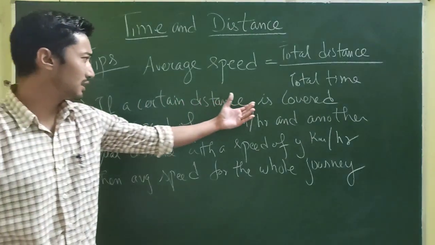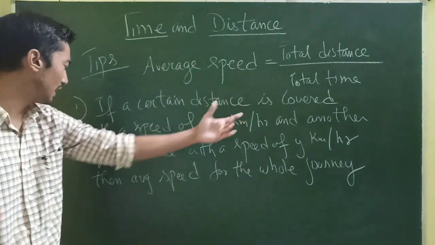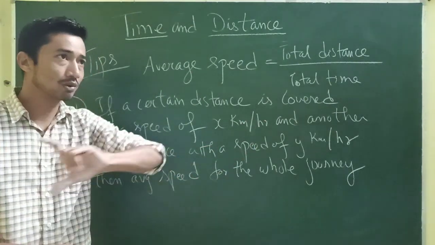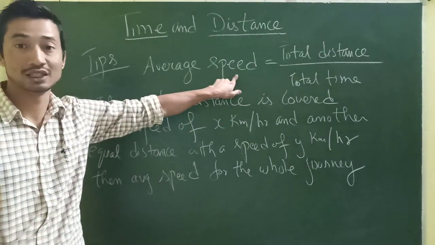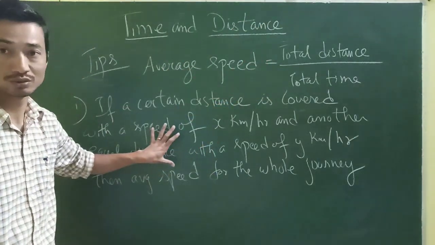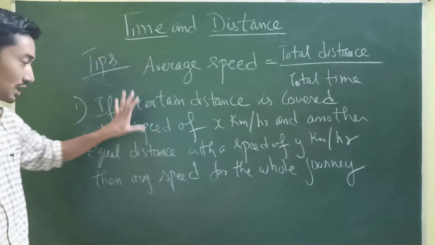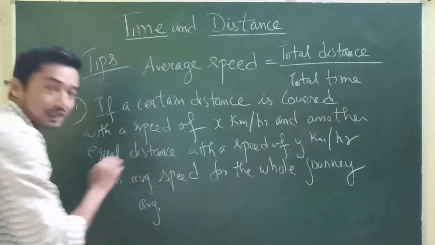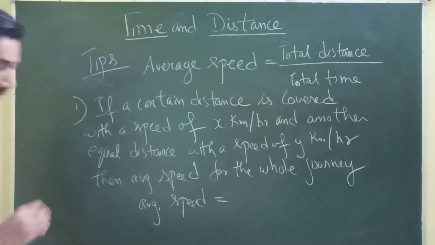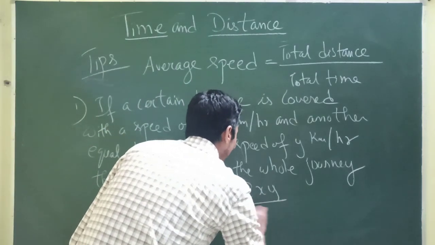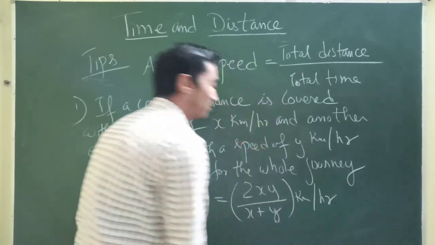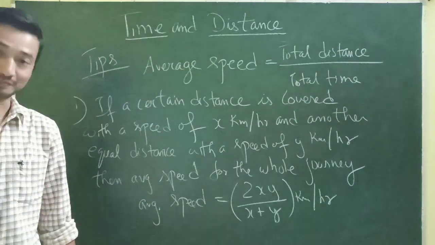You got the condition now here. If a certain distance is covered with a speed of x kilometer per hour and another equal distance with a speed of y kilometers per hour, then average speed will not be the total distance divided by total time. Don't do that mistake. That's what they want you to do here. In that case, which formula are we going to use? Average speed will be simply 2xy divided by x plus y kilometer per hour. So next time you use this formula, I am sure you will be getting the answer spot on.